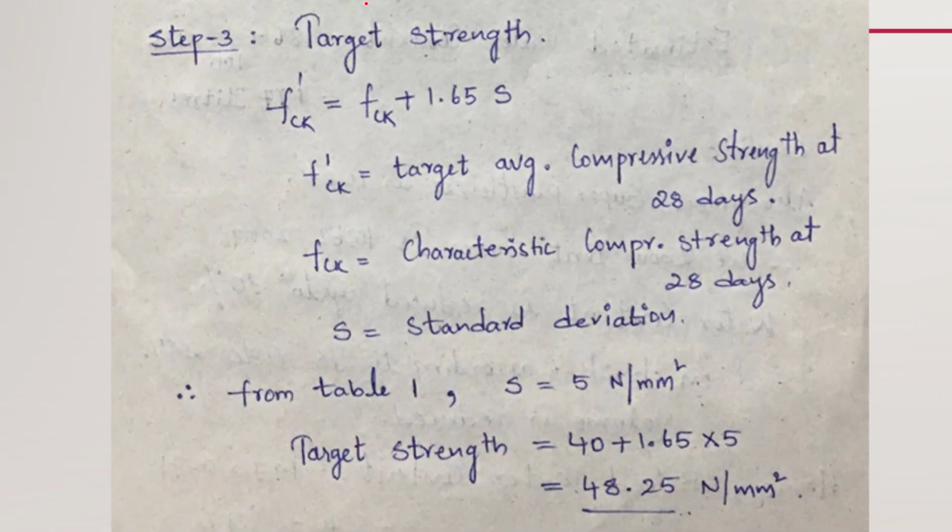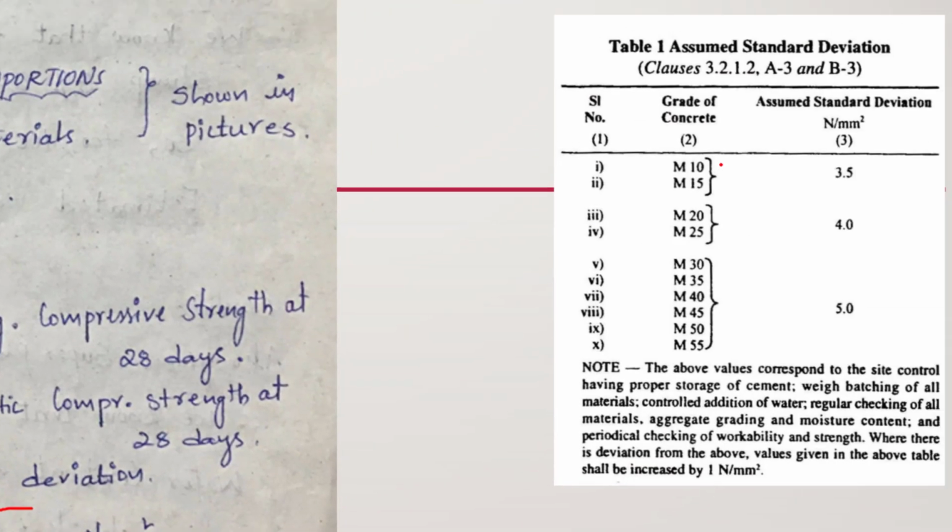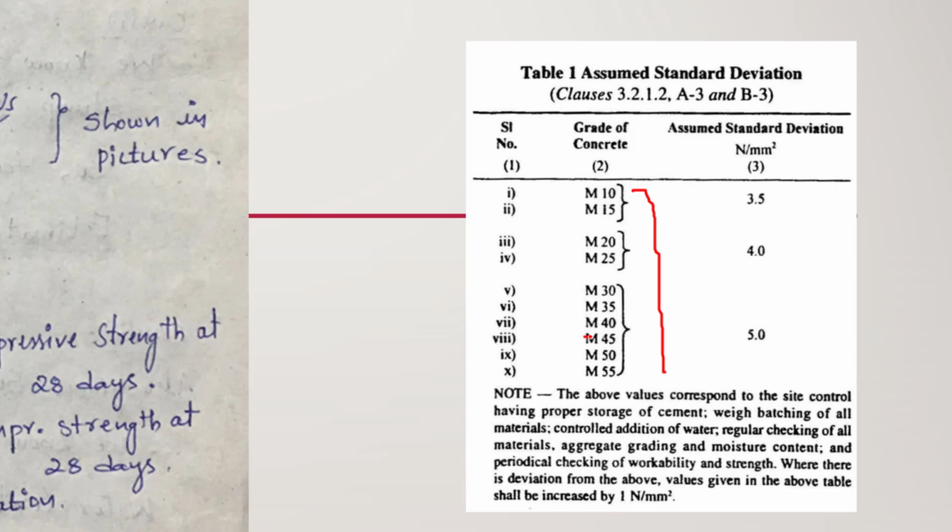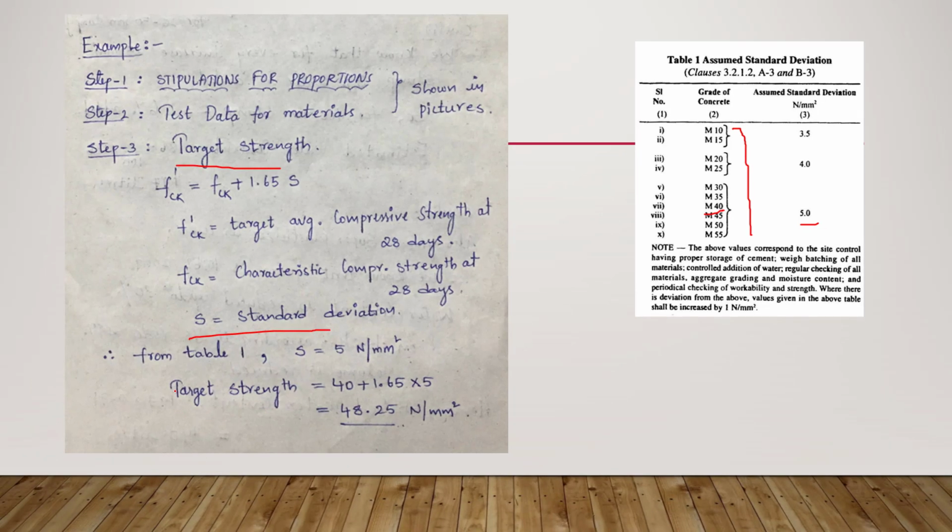In step 3 we find the target strength. So what is the target strength? It is the strength we are achieving after 28 days. There will be a standard deviation for every concrete we are placing, and it changes with time. The standard deviation for concrete mixes is given in the table; for M40 it is 5. So target strength is 40 plus 1.65 into 5, so we get 48.25, which is greater than 40. So we can proceed with the following procedure.